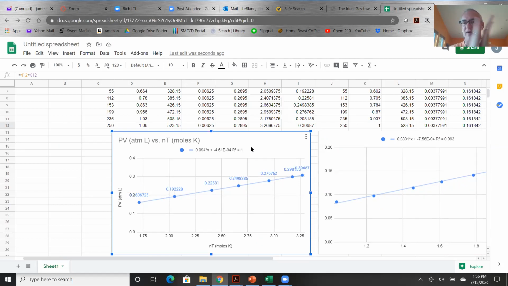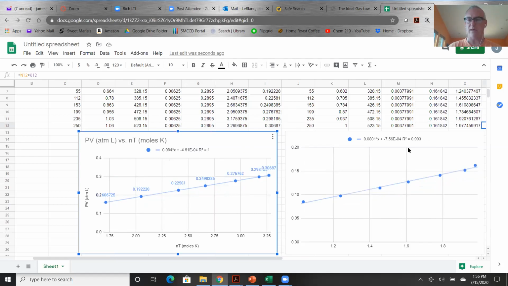That's incredibly important, because a graph without axis labels is basically like a group of data without any units. It's meaningless. It's just a bunch of numbers. Oh yeah, wow, there's a relationship between these random numbers. That doesn't tell me anything. So you have to have the axis labels.